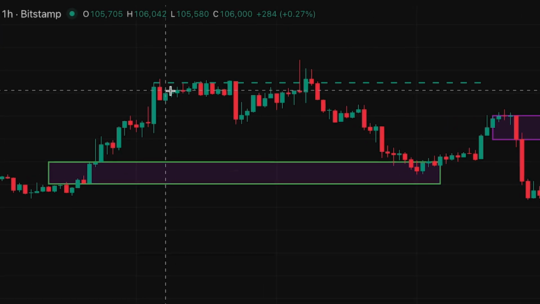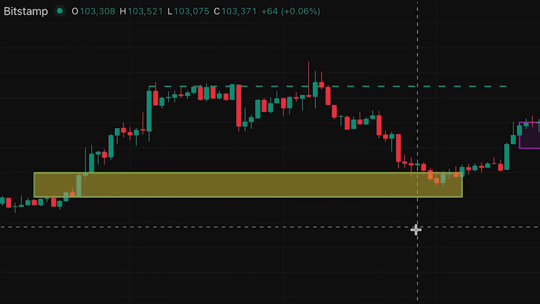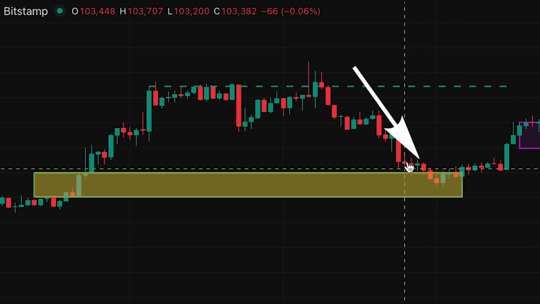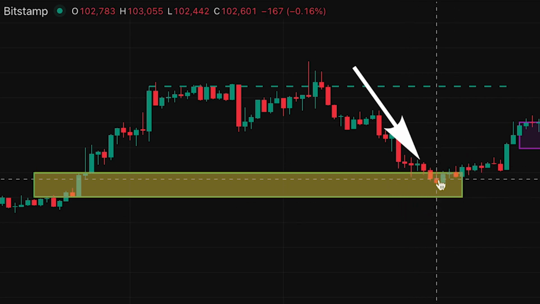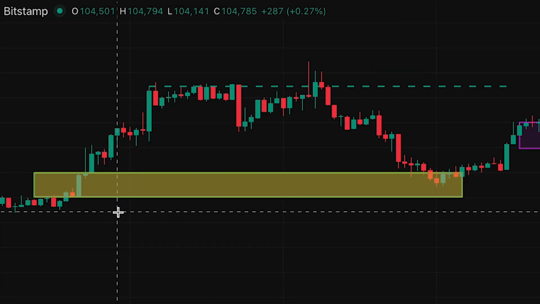The second rule, the block must remain untouched. An order block stays valid as long as the price has not returned to it. If the price touches this zone even once, the orders inside have already been filled. Such an area no longer gives a reliable signal.